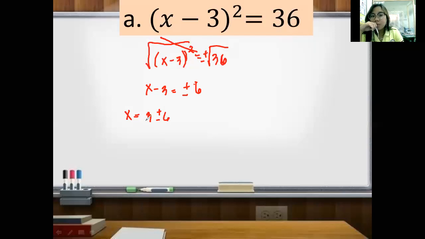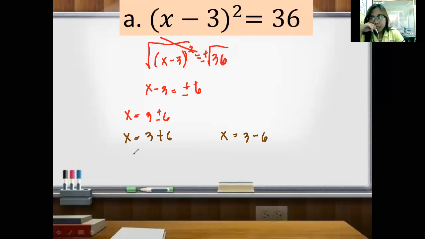Okay, so we need to simplify or get the sum and difference of these roots or values of x. Okay, how? First, x is equal to 3 plus 6 and x is equal to 3 minus 6. Okay, you're following? We will use the two operations we discussed earlier.